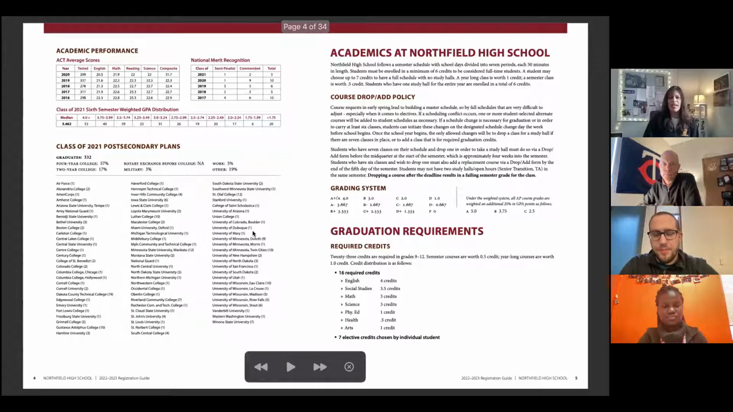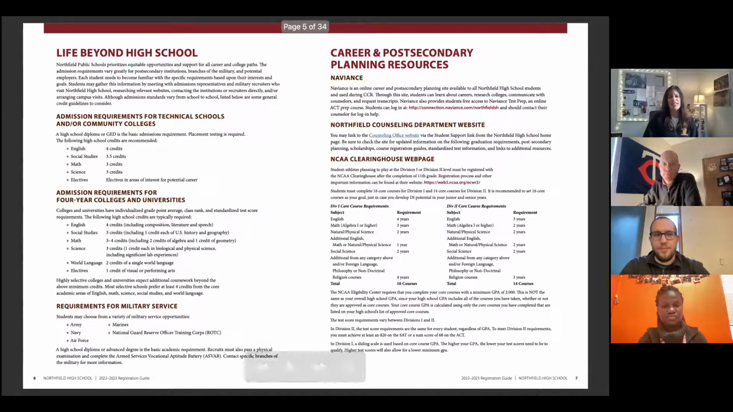The next pages of this guide, this is such a helpful guide. I encourage all of you to take a look at this as you're choosing your classes. Because these pages here talk about requirements that you might need for plans that you have after high school. So as you just heard, there are certain courses you need to take to graduate and get your diploma here.